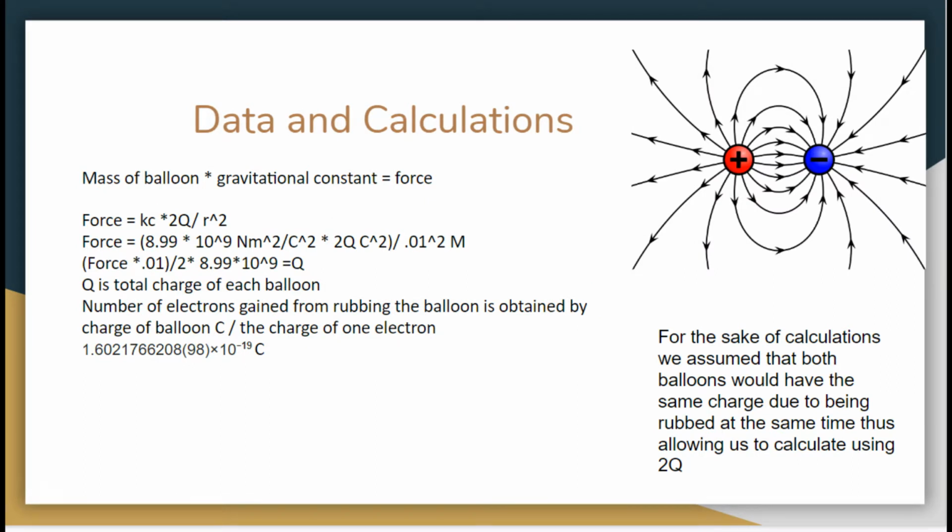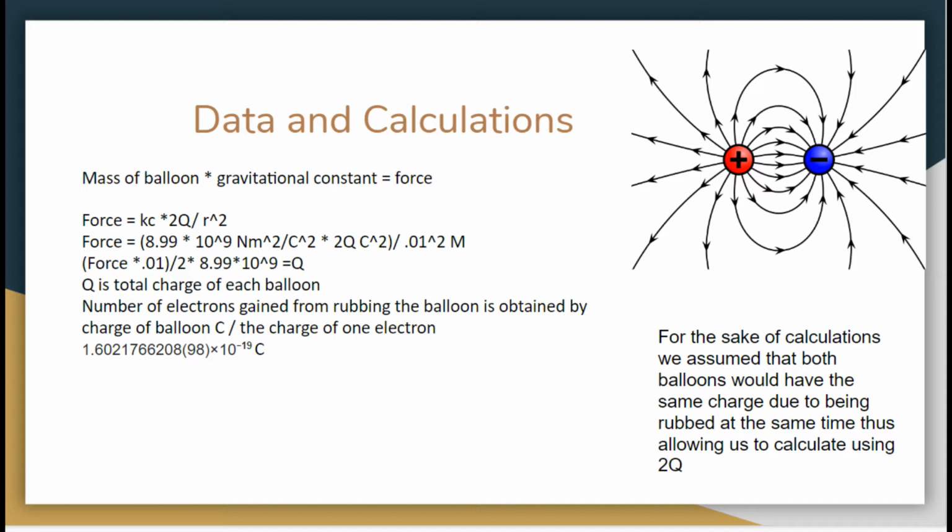Data and calculations. Mass of balloon times gravitational constant equals force. This force is then equal to Kc times 2q over r squared. Using the constant 8.99 times 10 to the 9th newton meters squared over coulomb squared, we can then insert that number in for Kc. Then, as we put the balloons 1 centimeter apart, our distance is 0.01 meters, squared.